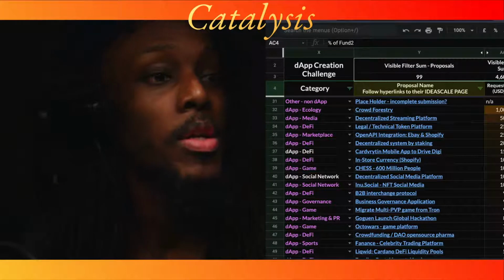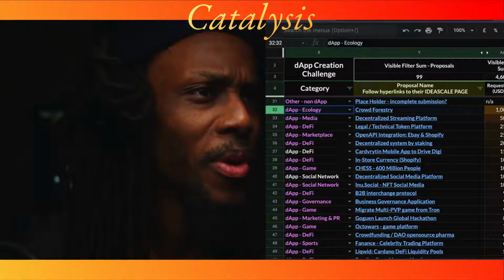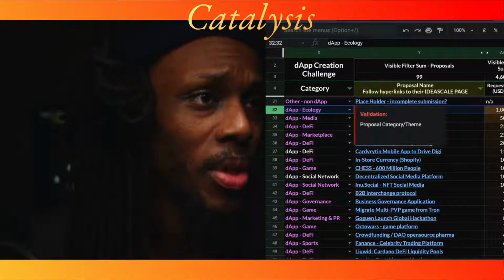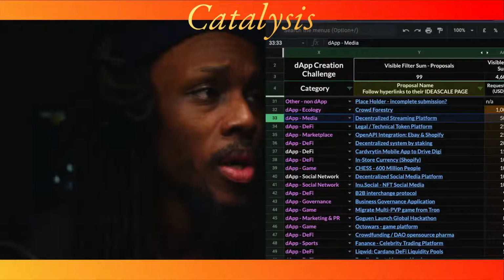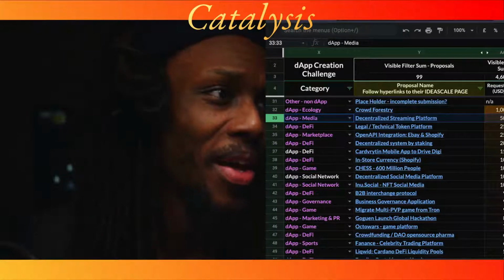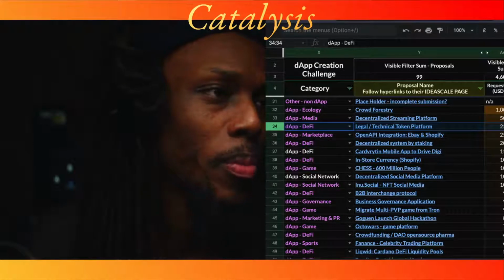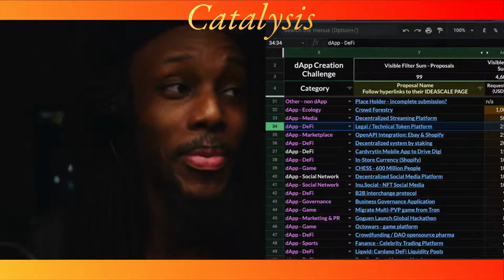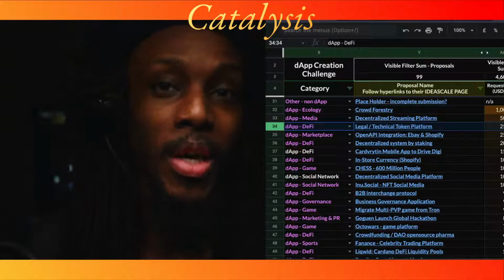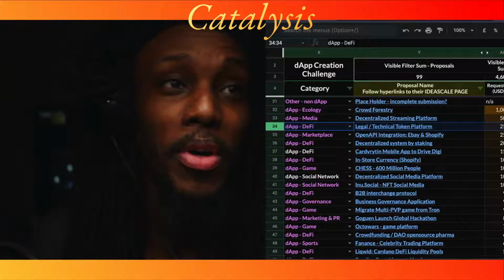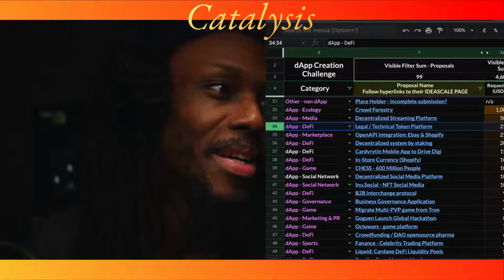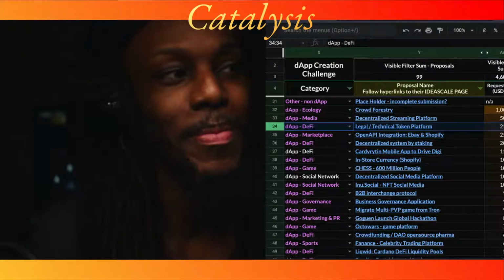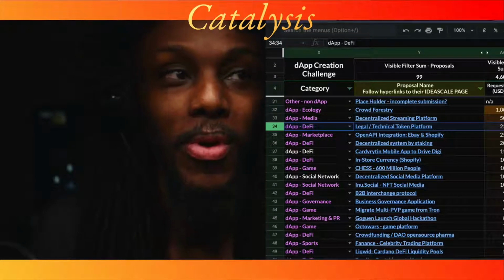And then on the other end, you've got proposals here, for example, Crowd Forestry, who's asking for 400%, right? And then you've got the next one down here, decentralized streaming platform, asking for 200%. And then down here, the legal technical token platform asking for 100%. So chances are the only one with a chance out of these three is possibly the one asking for 100%, but chances are this person is not going to get it, because that would mean everyone else won't get it, and the majority of the community are not just going to vote for this one particular proposal.